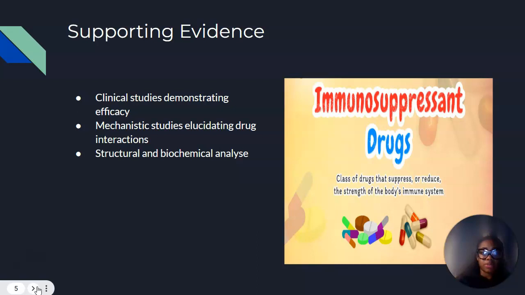Structural and biochemical analysis provide insights into the molecular architecture and function of immunosuppressive drug targets. Techniques such as X-ray crystallography, nuclear magnetic resonance, or NMR spectroscopy, and mass spectrometry enable researchers to visualize the three-dimensional structures of drug-receptor complexes and characterize their binding interactions. These studies enhance our understanding of drug-target interactions and facilitate the rational design of novel immunosuppressive agents with improved efficacy and selectivity.